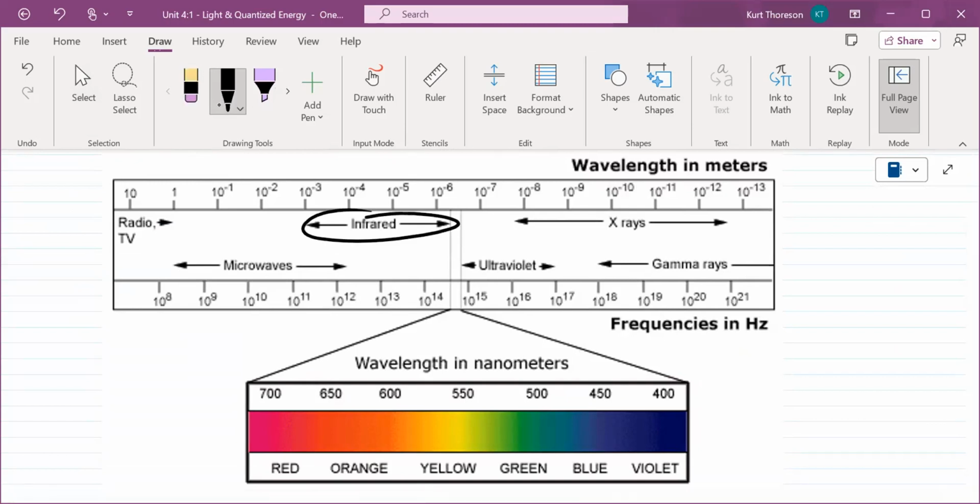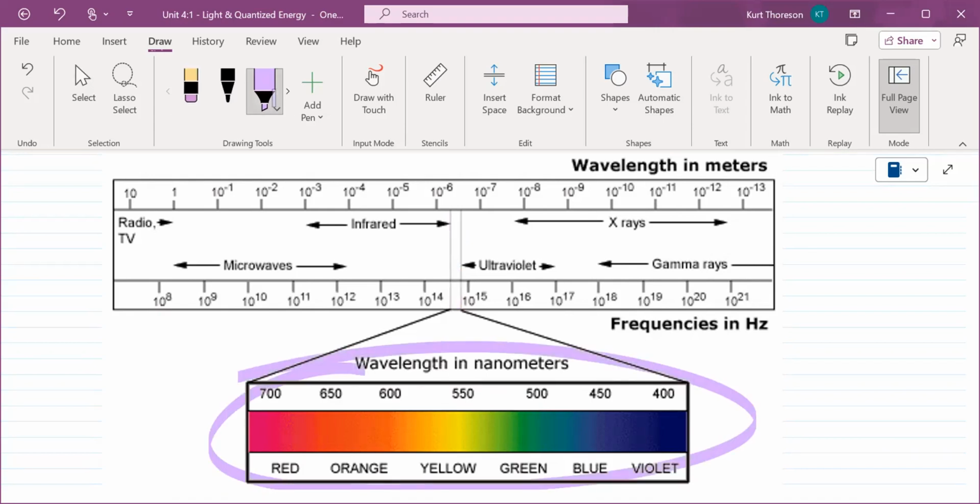You then go to infrared. I just showed you what infrared is. And something I want you to really appreciate is this little tiny sliver right there. That's it. That is the only part of the electromagnetic spectrum that our eyes are capable of seeing. And that is the color spectrum.